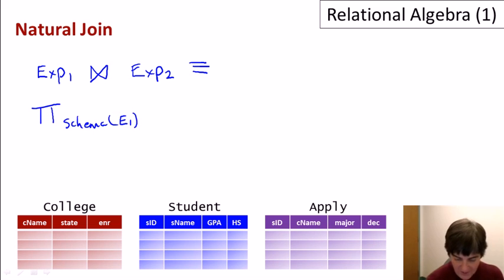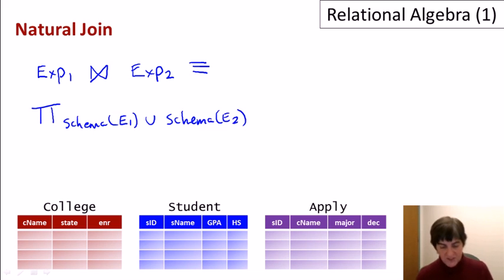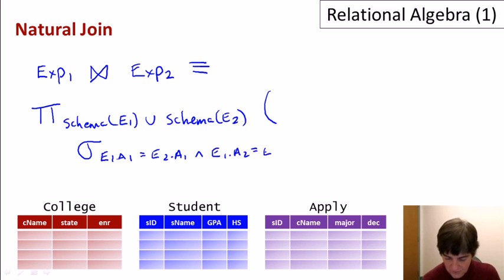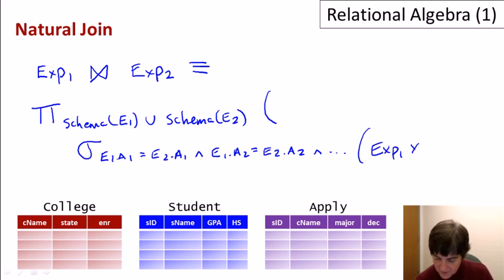I'll just call it E1 now. Union the schema of the second expression. That's a real union, so that means if we have two copies, we just keep one of them. Over the selection of, now we're going to set all the shared attributes of the first expression to be equal to the shared attributes of the second. So I'll just write E1.A1 equals E2.A1 and E1.A2 equals E2.A2. Now, these are the cases where, again, the attributes have the same names, and so on. So we're setting all those equal, and that is applied over expression 1 cross product expression 2.